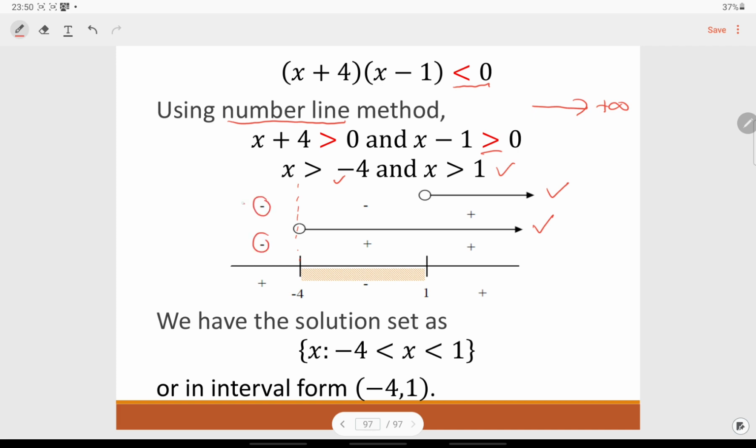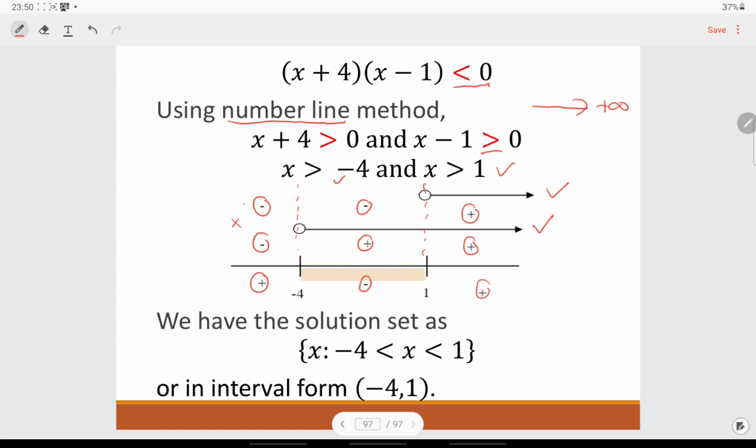So negative times negative is positive. We move to the middle side. Without a line it is negative, with a line it is positive, so negative times positive is negative. And we move to the right hand side. The area with lines we consider as positive, so positive times positive is positive.